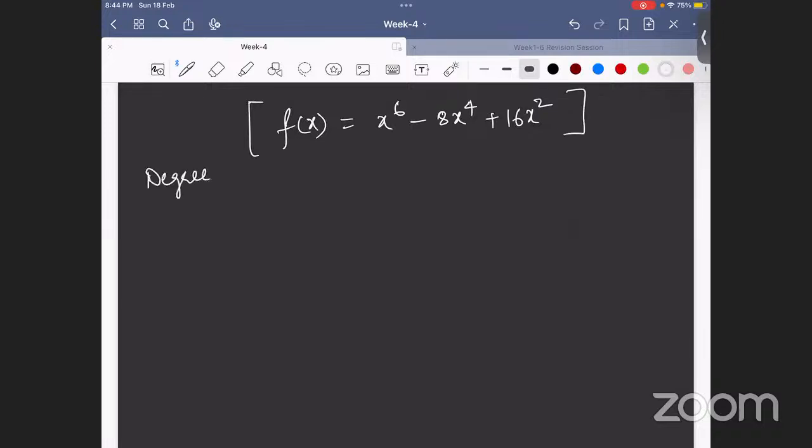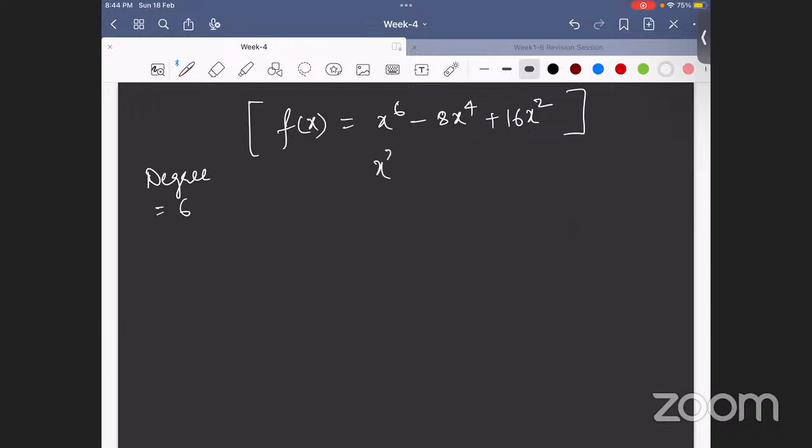Degree is equal to 6. Okay, what can be the value if I have to calculate the x-intercept for this equation, or you can say the roots or the factors of this polynomial? What comes to your mind? How will you try to solve this?